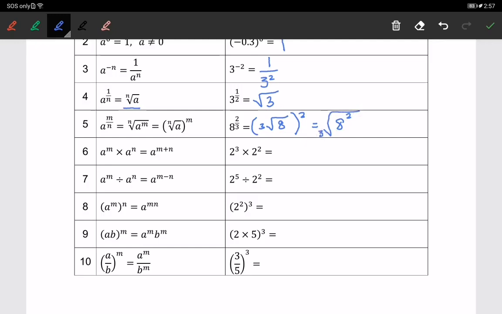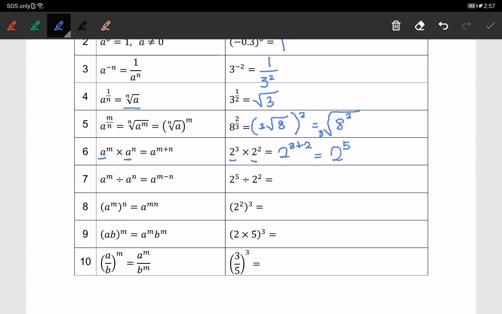Right? Okay, look at number 6, class. So, if we have a to the power of m multiplied by a to the power of n with the same base here, so we have the same base a, it is equivalent to a to the power of m plus n. Right, so for the example, look at here. We have the same base here, so we can combine, right, by adding the powers together. So here we have 2 to the power of 5.